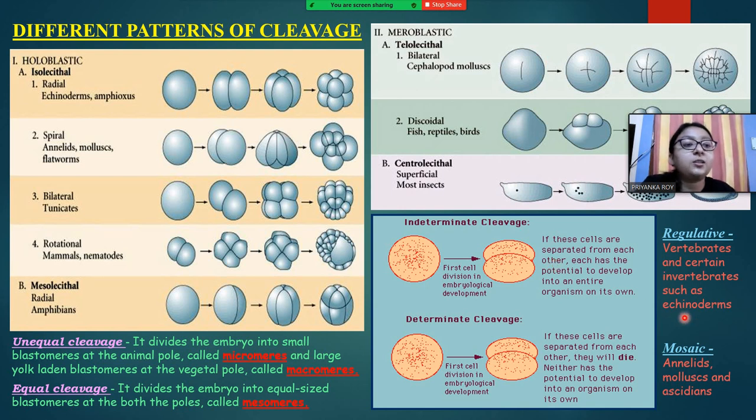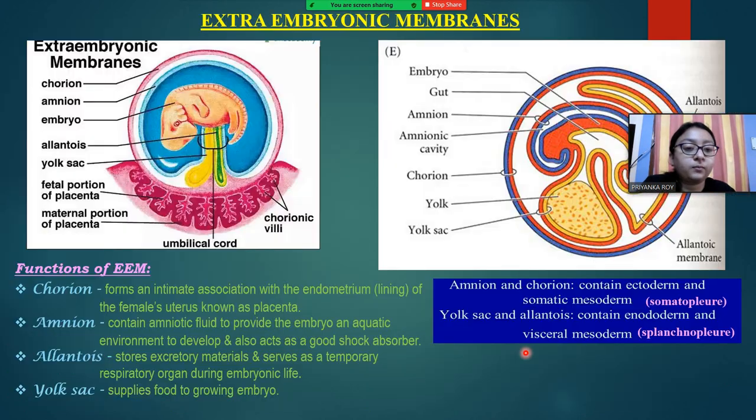This is seen in case of invertebrates such as echinoderms and vertebrates. But in case of determinate cleavage, if the cells are separated, they will die. Neither of the cells has the potential to give rise to an entire organism on its own. So in that case, all the cells are required together. Only then will the organism be formed. So this is known as mosaic development. I have discussed this earlier, and it is seen in annelids, mollusks and ascidians.